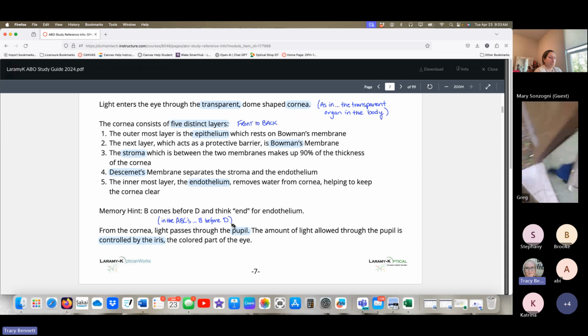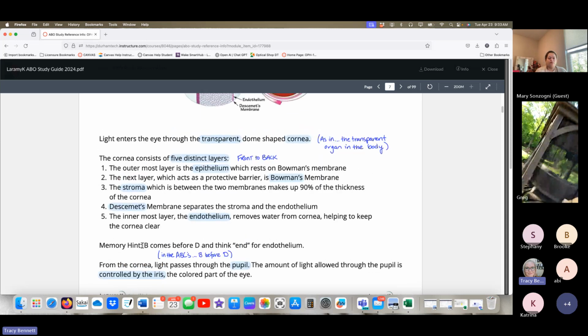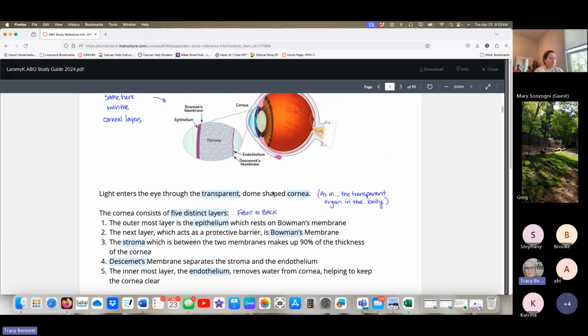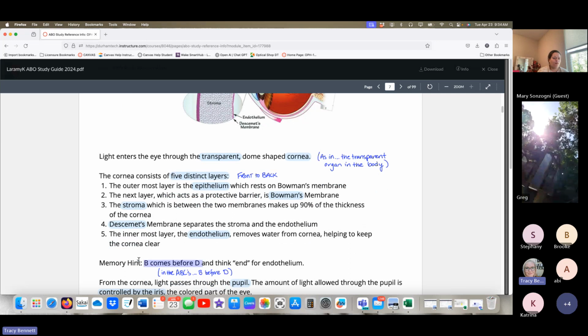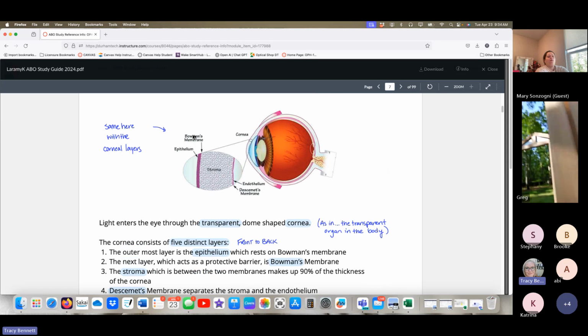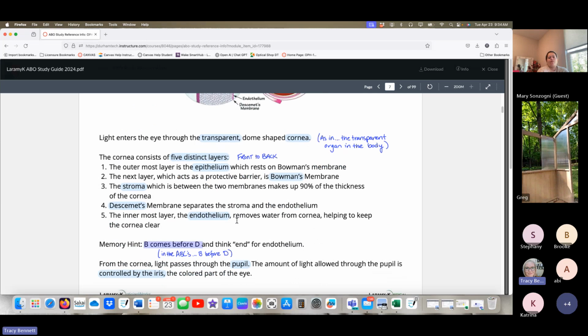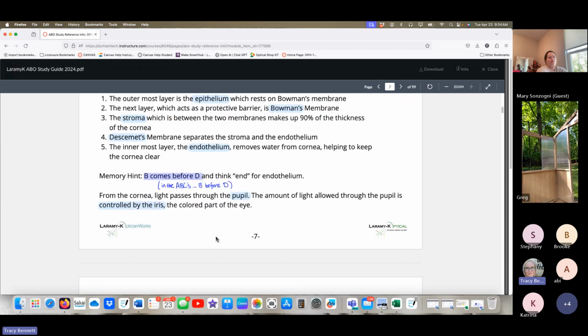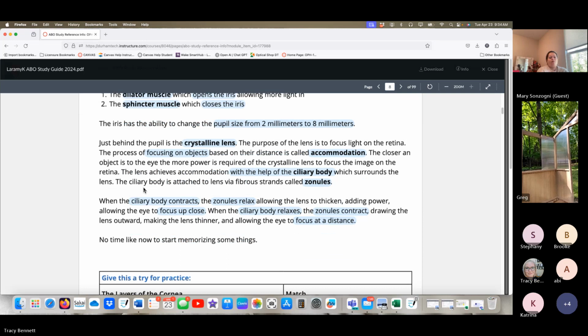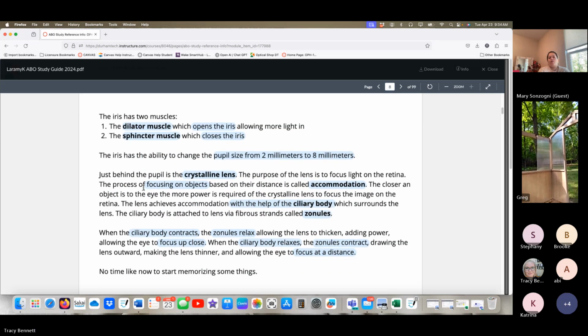And I think somebody shared a trick for keeping these straight, whether it was epithelium, Bowman's, stroma, or epithelium, Descemet's, stroma. They said that B comes before D in your ABCs. So Bowman's on the outside, Descemet's on the inside. I just thought that was cute that he had that same little memory thing.